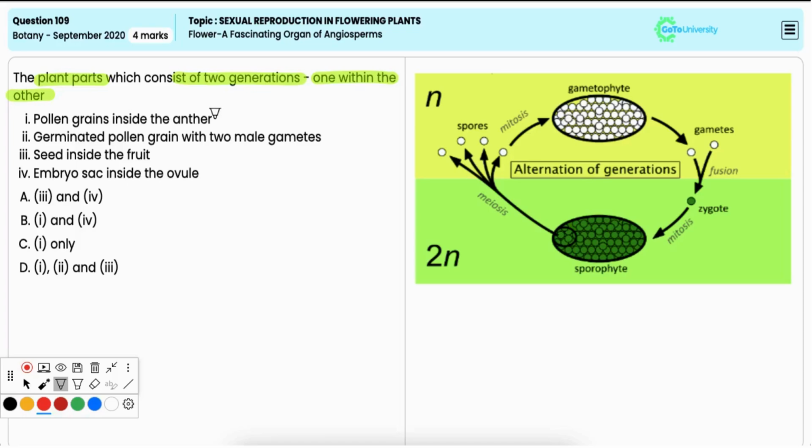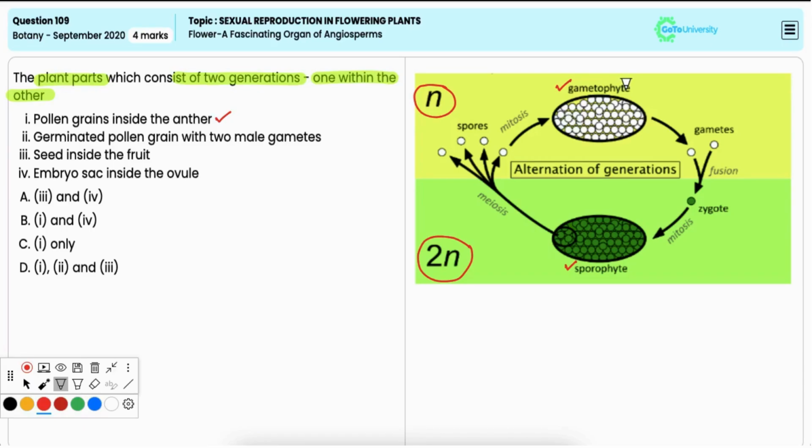Now this is correct, as pollen grains represent the male gametophyte, which is a haploid generation, and are present inside the anther, which is part of the sporophyte, that is, the diploid generation. Therefore, this shows two generations: the haploid gametophyte inside the diploid sporophyte.